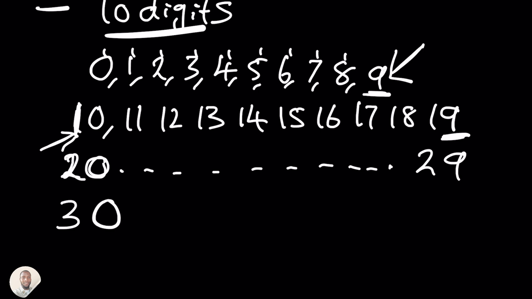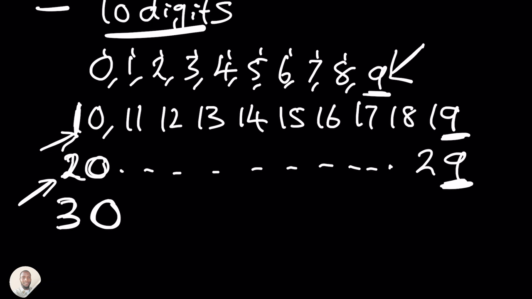How do we get 30? For the unit digit, we have reached the peak, which is 9, so it becomes 0. Then we add 1 to the tens digit. It becomes 3. So it goes on and on like that.